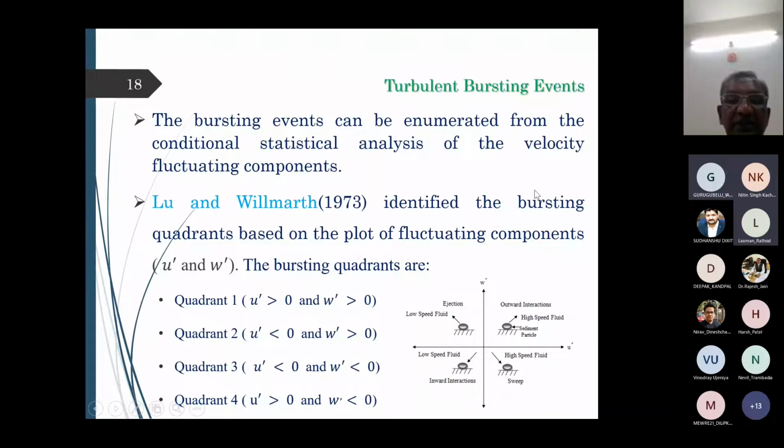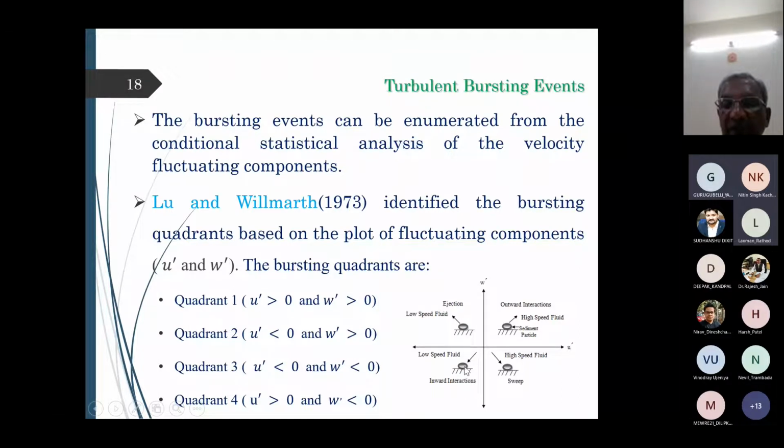Now, if we talk about turbulent bursting events, I will summarize it, but I hope in previous lectures we might have studied that. If you have collected data, and at a particular instant both U prime and W prime are positive, then that particular event is denoted as outward interaction. Similarly, if W prime is positive and U prime is negative, then that is called an ejection event. Ejection events are generally low speed fluid, while outward interaction is generally high speed fluid, right? And similarly, inward interaction is when U prime is negative and W prime is also negative.